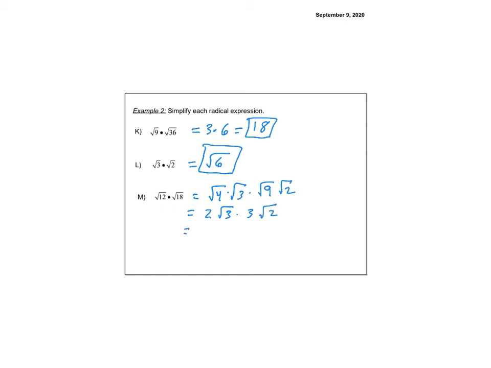All right, so now let's combine the like terms. These integers on the outside can be combined: 2 times 3 is 6. And then we can combine these two square roots. 3 times 2 is 6, but it's underneath the square root, so we have the square root of 6. So we simply get 6 times the square root of 6.